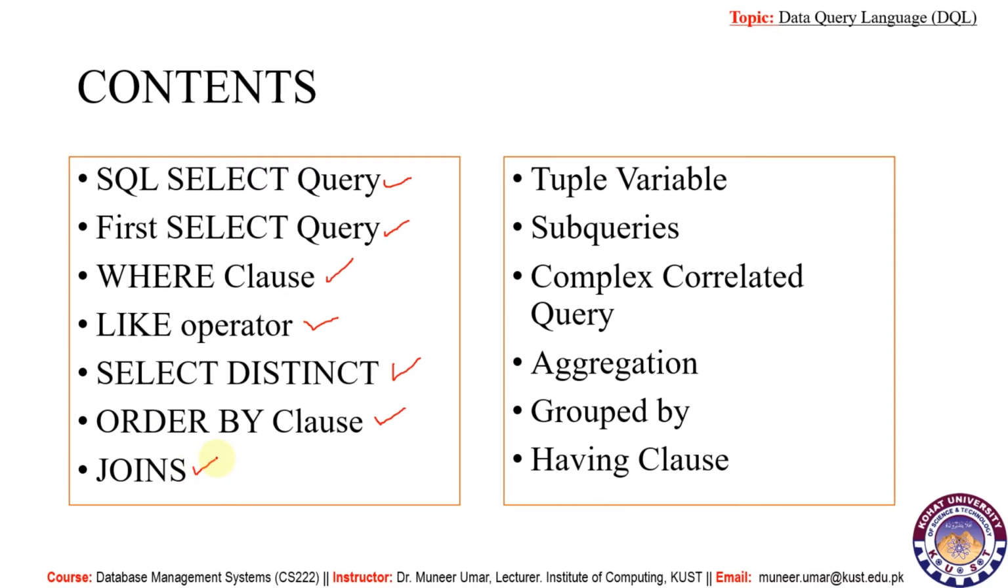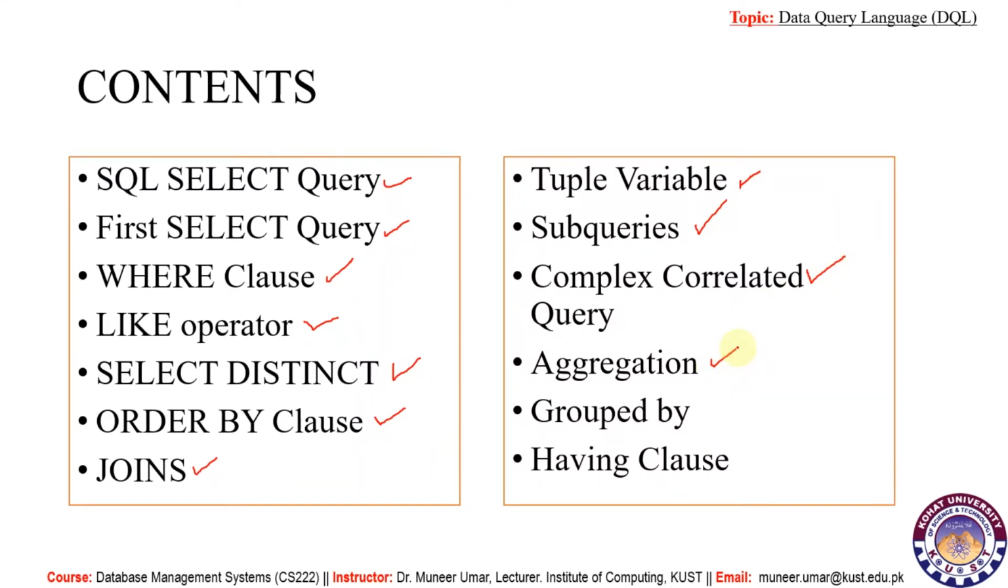Then we will study about joins. The main purpose of join is to know how we can get data from multiple tables using select query, and we will also study about tuple variables. We can use separate variables for tables too. Then sub queries, query inside query, then complex correlated queries will also be studied.